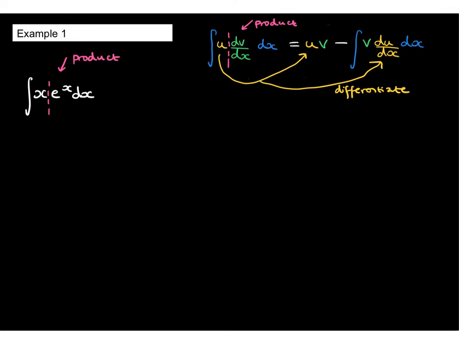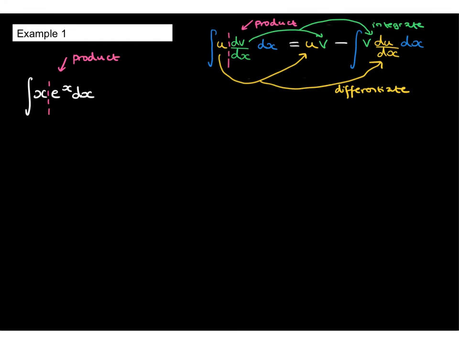Now, what happens to dv by dx? Well, it turns into v here and here, which means it's been integrated. So dv by dx, the part that becomes dv by dx, has to be something that can be integrated very easily.